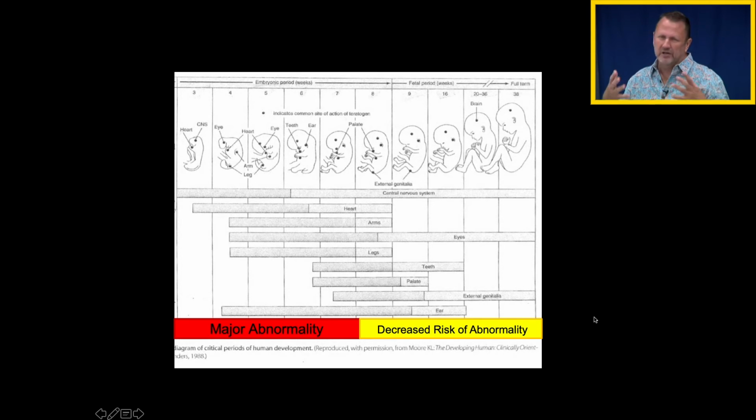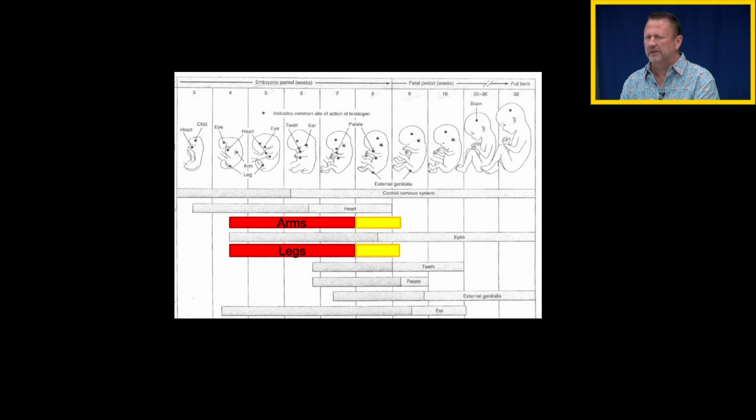We have a major abnormality window and then a decreased risk of abnormality window. All right, let's start with arms and legs, and let's take a teratogen that affects the arms and legs. Well, if that teratogen is given in the first couple of weeks, maybe we won't even have a pregnancy. If it's given up to week 3, well, maybe the arms and legs won't even be affected.